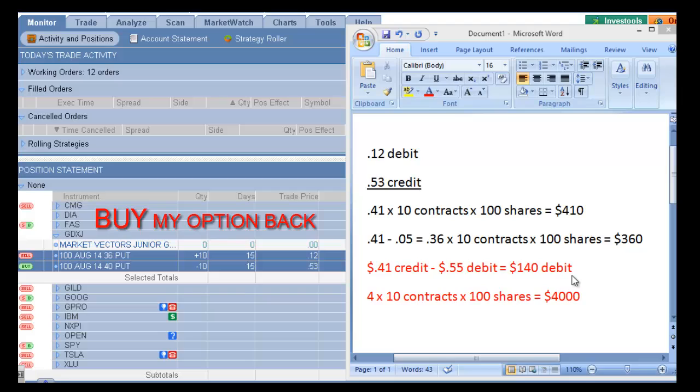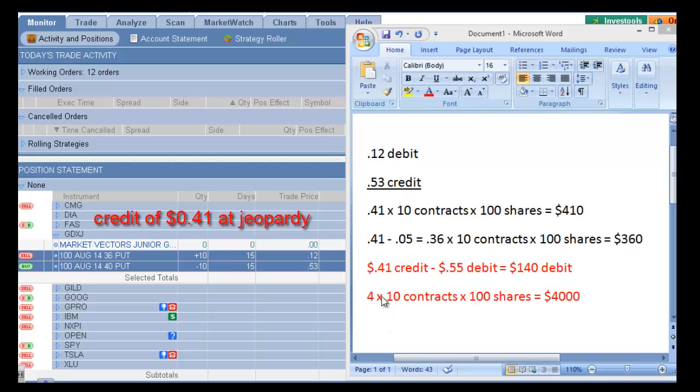Now the reason why I'm showing you the math here is because a lot of people seem to believe that even though they put up collateral to place this particular trade, that's what's at jeopardy, and it really isn't. What's at jeopardy is the credit that you received. It should never be the collateral that you put out.